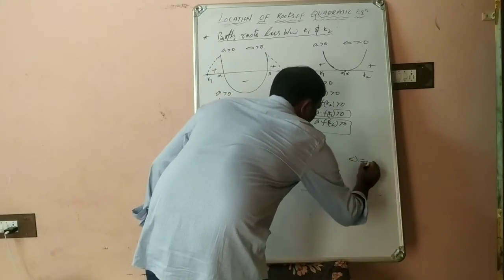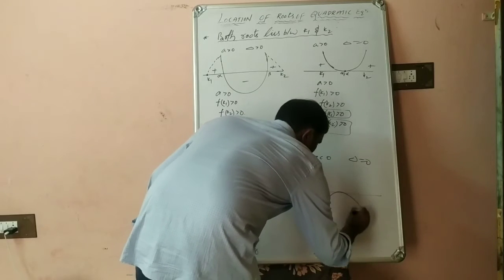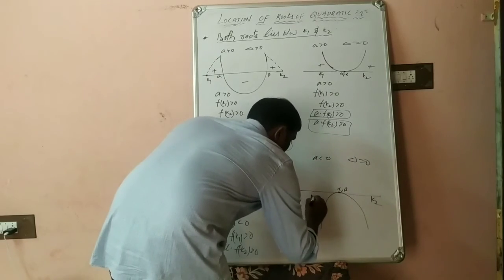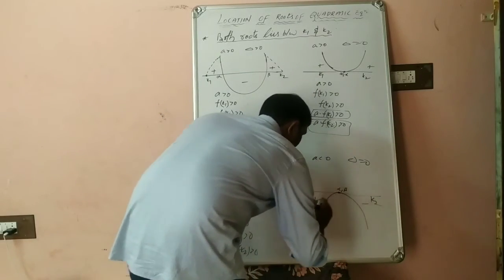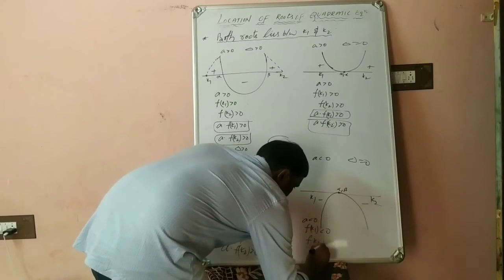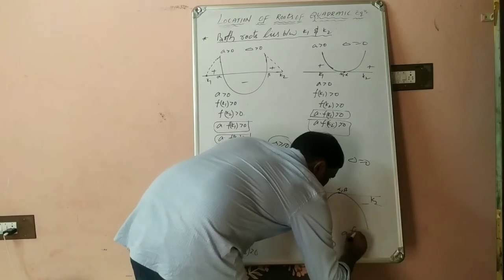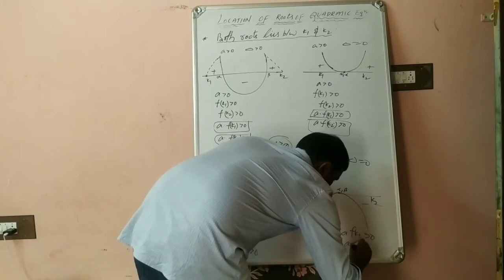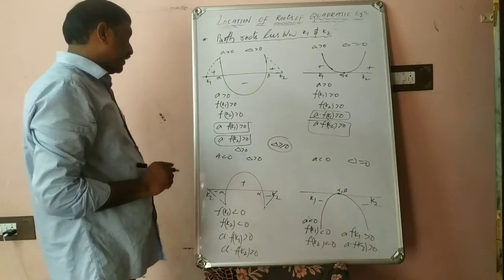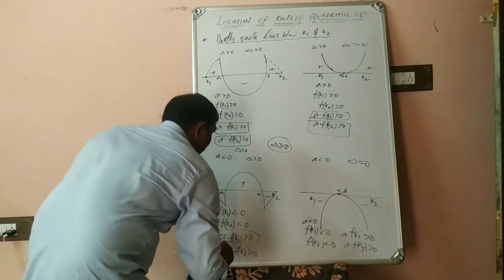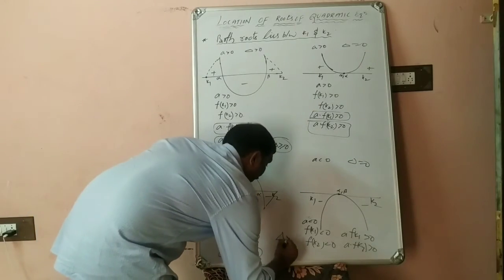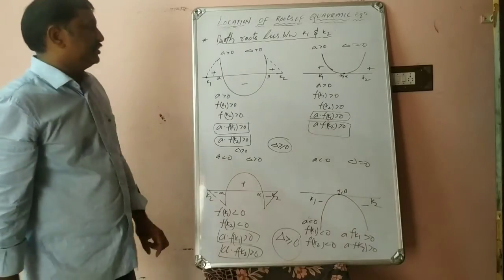Now delta is equal to 0 when A is less than 0. So you will get a downward parabola that touches the axis at the same place, one place. This is k2 and this is k1. So A is negative, f of k1 negative, f of k2 negative. So A into f of k1 is positive, A into f of k2 is positive. In both the cases, we can conclude that A into f of k1 is positive and A into f of k2 is also positive in the case of delta greater than or equal to 0.